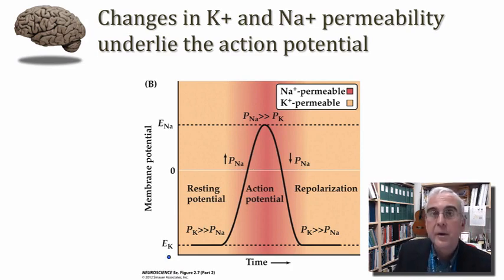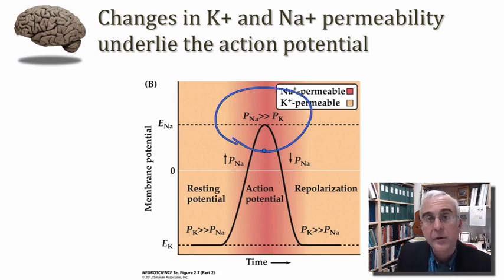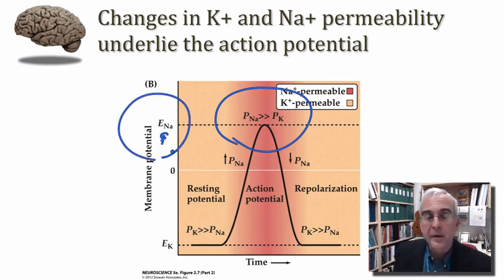Now, if we imagine some mechanism that allows for a dramatic increase in the permeability of the membrane for sodium, we may find ourselves in a situation where the permeability for sodium is so much greater than the permeability for potassium that the membrane potential becomes predictable by the Nernst equilibrium equation for sodium, such that the membrane potential approaches this theoretical value that we can calculate, the Nernst equilibrium potential for sodium.